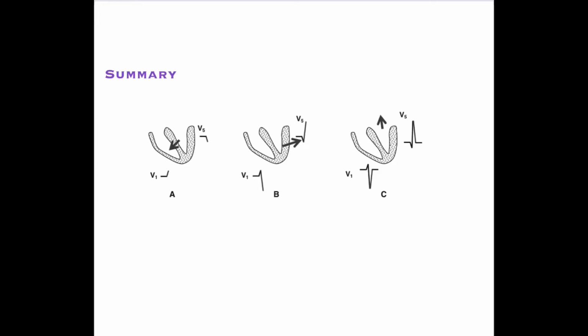Okay, so this figure represents the summary of the different vectors produced during the ventricular depolarization. As discussed previously, we know that there are three vectors produced. Vector 1 represents the depolarization of the mid portion of the left side of the septum.